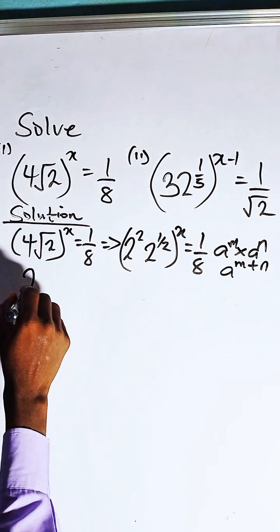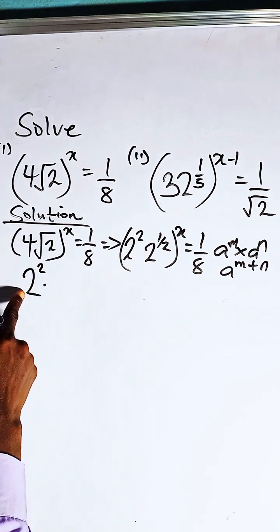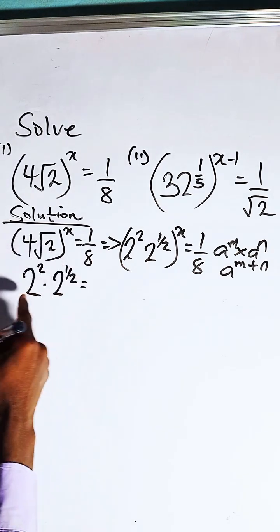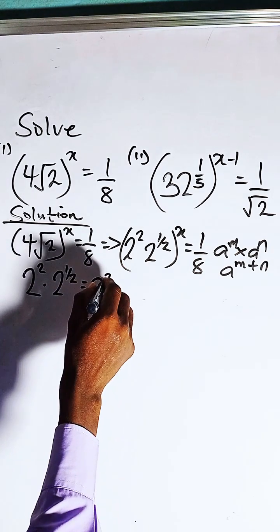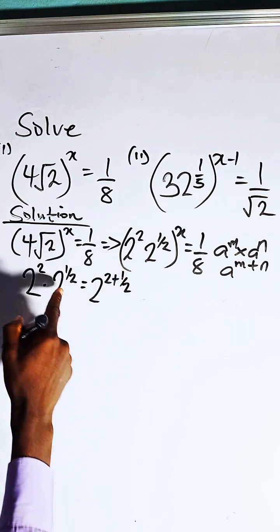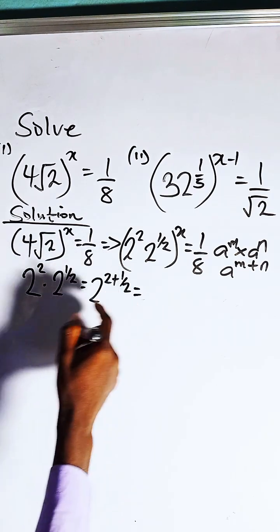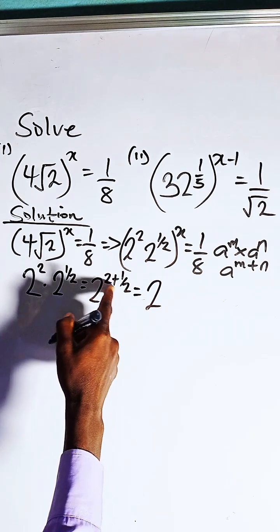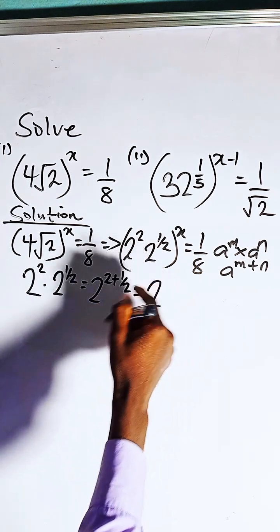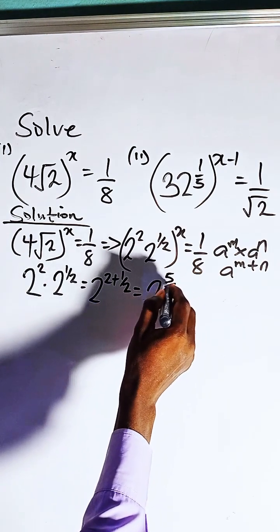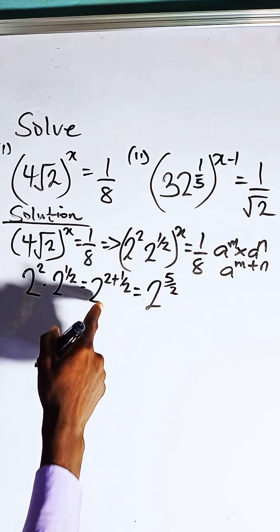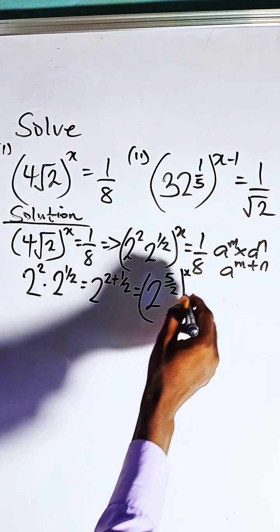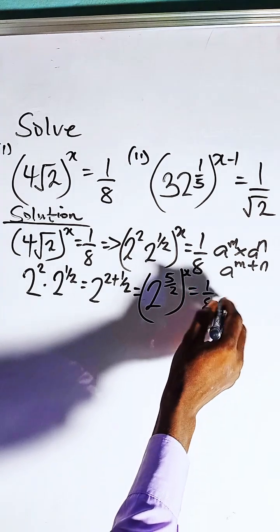So for 2 squared times root 2, that is 2 raised to power 2 times 2 raised to power half, which means 2 raised to power 2 plus half. We have 2 as the base, and when we add the exponents together, we have 5 over 2. So here we have this raised to power x equals 1 over 8.